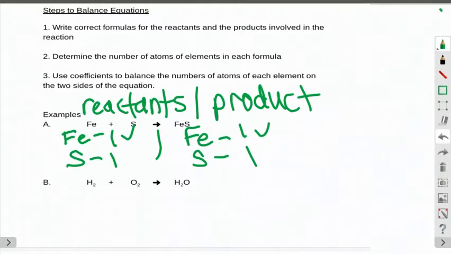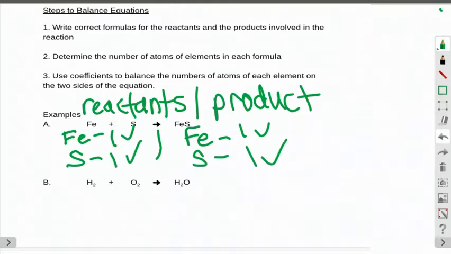The sulfurs, or the S's, there is one on the left side and one on the right. So that means that our equation is balanced. It satisfies the law of conservation of mass because we have the same amount of iron and sulfurs on the left and the right. So this is really the easiest example you can see.